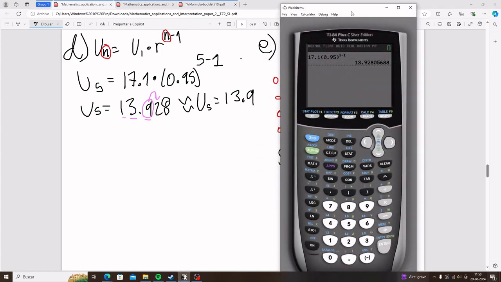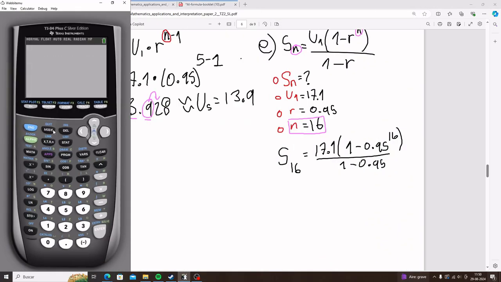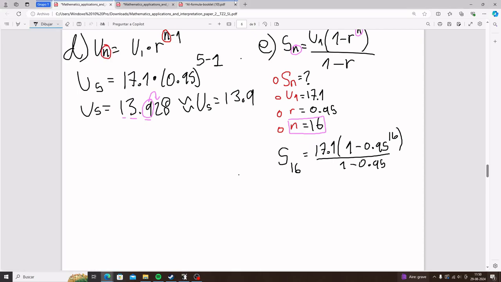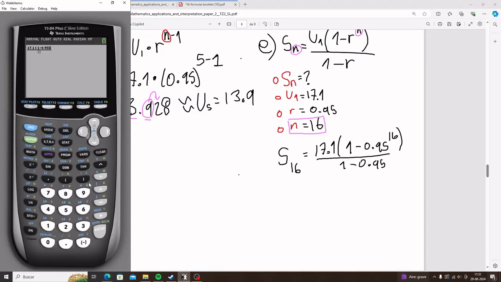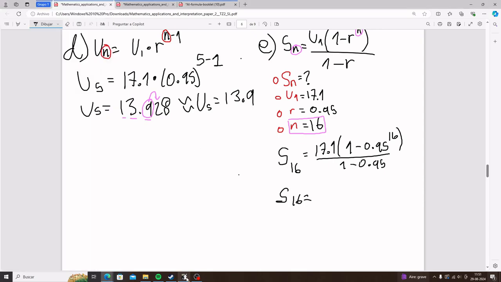So put all of that into your calculator. For a fraction, we can put 17.1, parentheses 1 minus 0.95, and only the 0.95 is to the power of 16. Small but important detail. You close the parentheses, and in the denominator you do 1 minus 0.95. Go ahead and press enter. S of 16 is whatever that is.